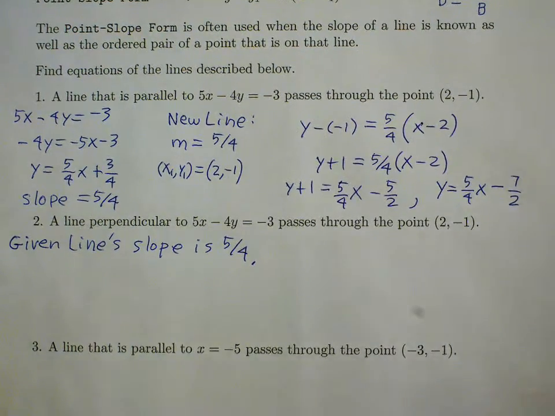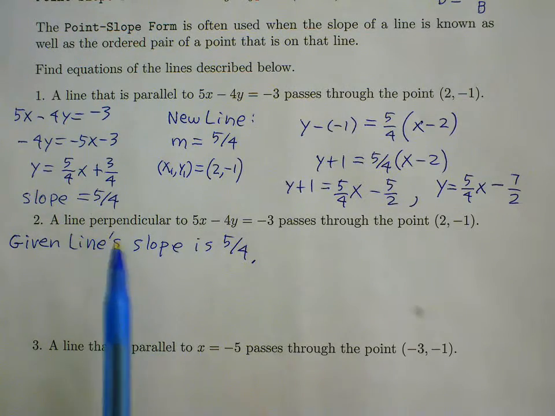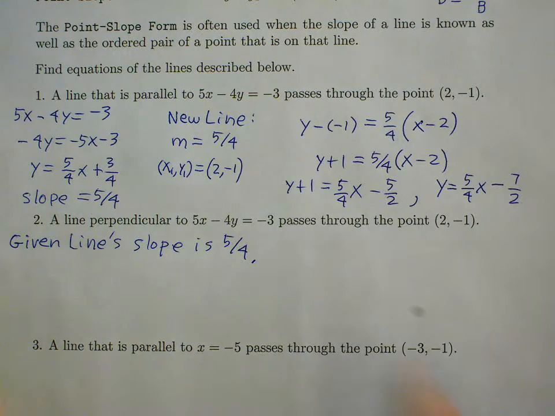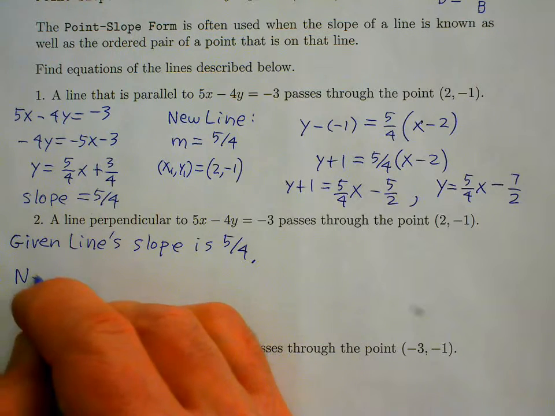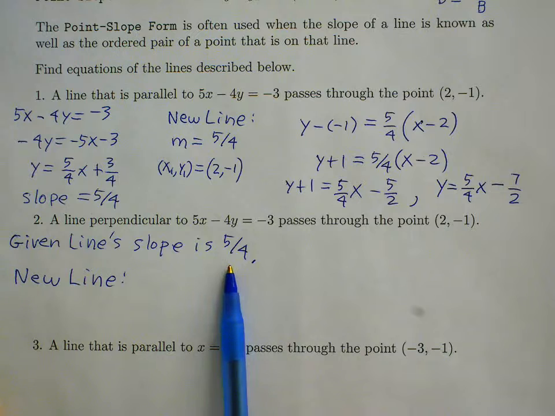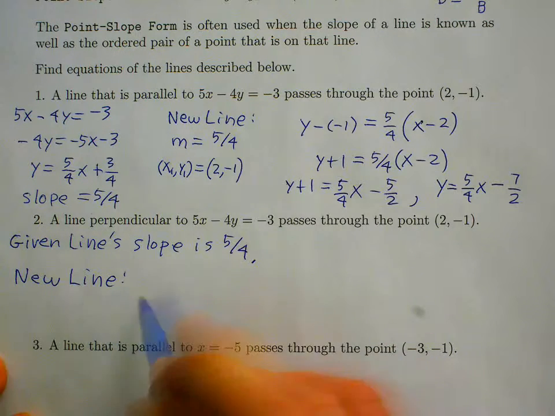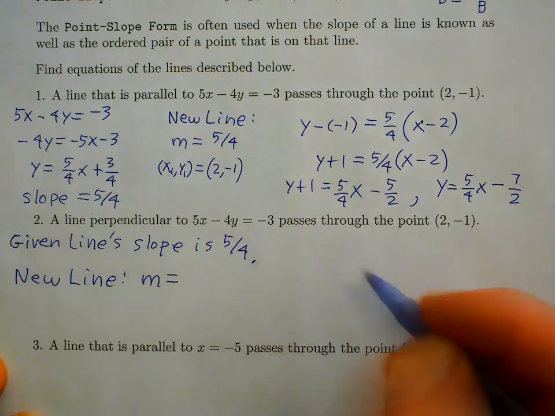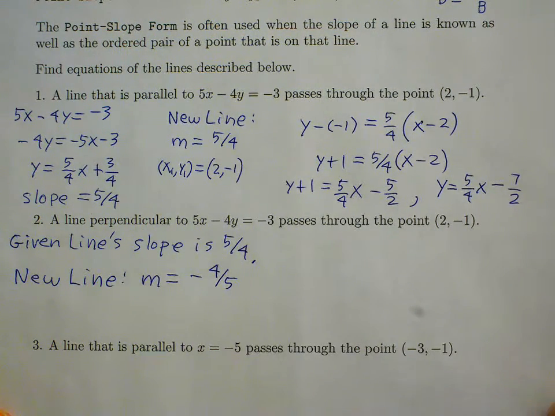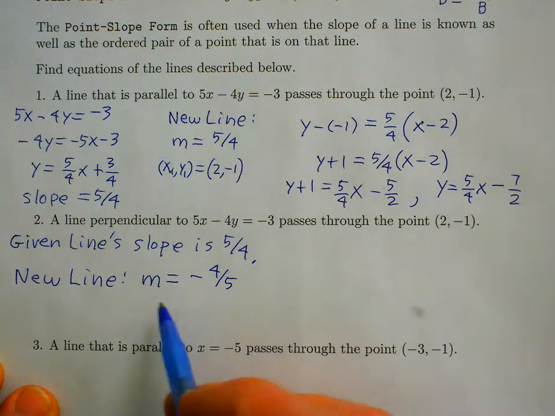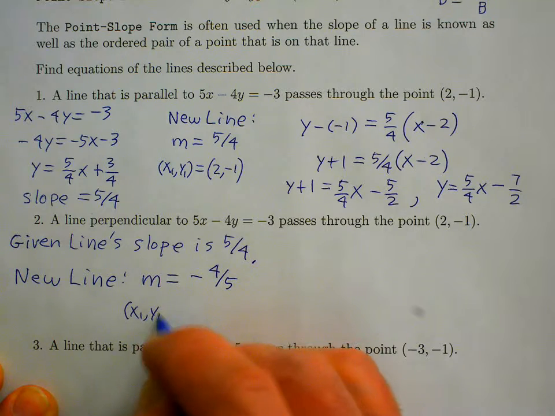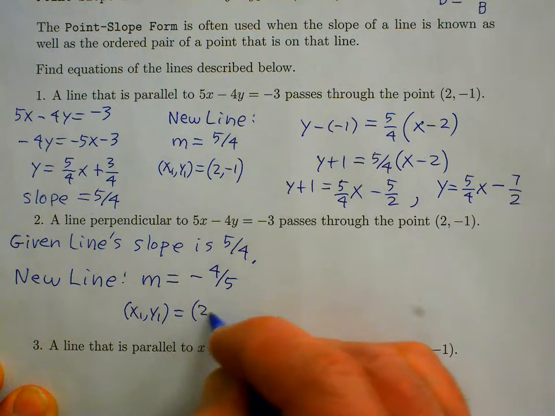Okay, but the equation of the new line we're looking for is perpendicular to the given line. So the slope of the new line will be the negative reciprocal of 5/4. So for the new line, the slope m is -4/5. That's the negative reciprocal of 5/4. And the point on the new line is x1, y1. That's the point 2, -1.